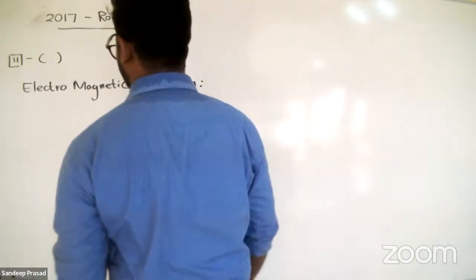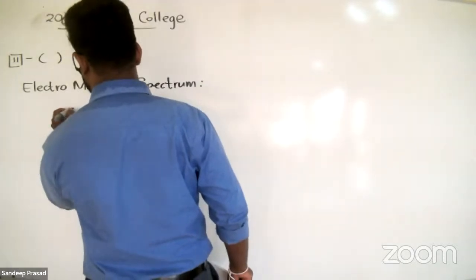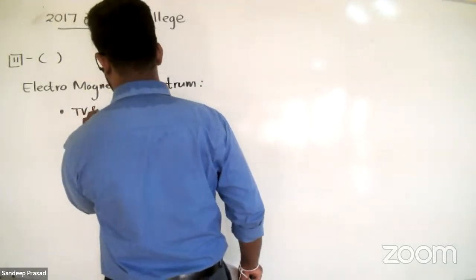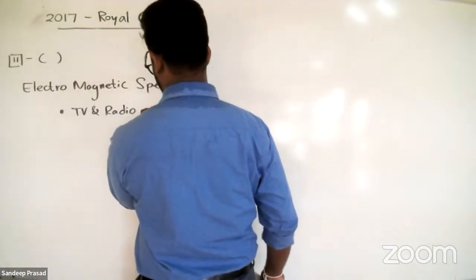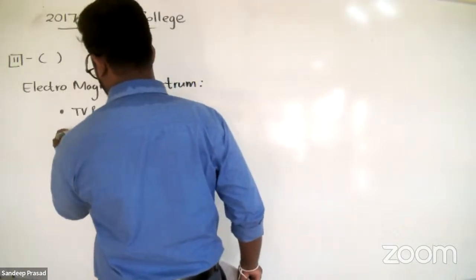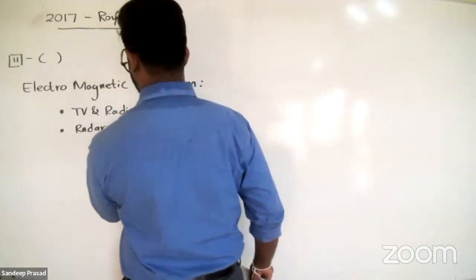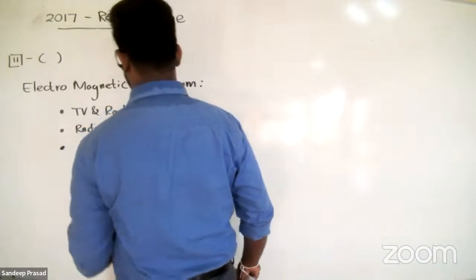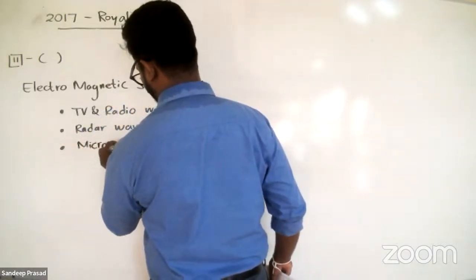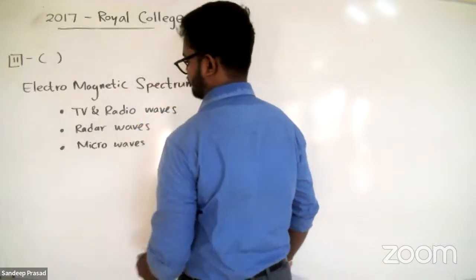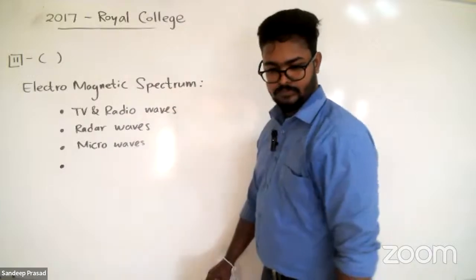Right. So the electromagnetic spectrum is starting from TV and radio waves, the lowest frequency, radar waves. I'm writing it in the correct order. Microwaves, right? What about the next one?